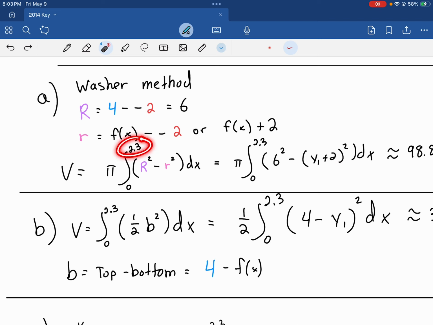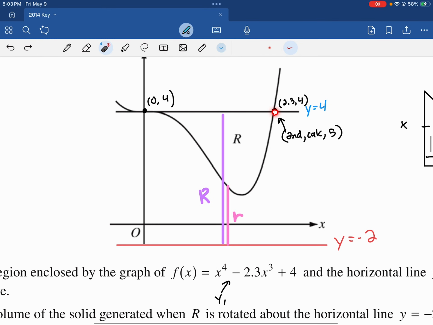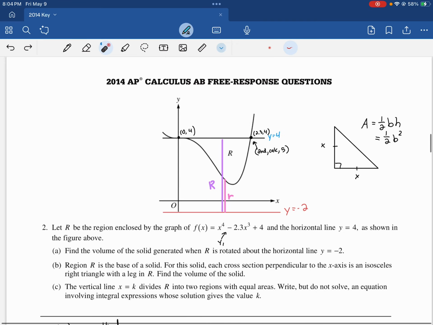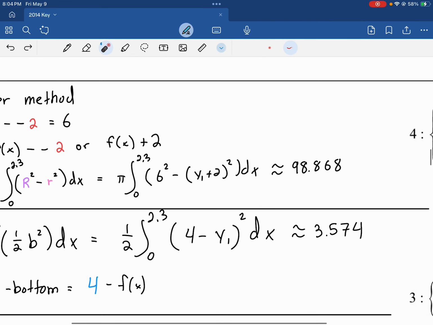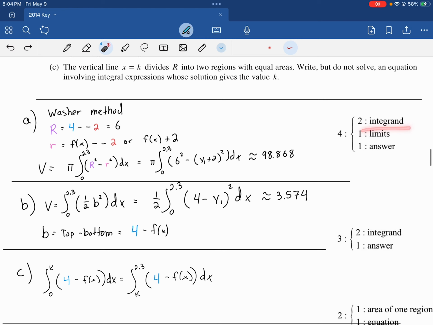Let's go back and talk about this upper limit of integration. The picture didn't tell me that this was at 2.3, but what you can do is graph y1 and graph the line y equals 4. Second Calc 5 will help you find the intersection of any two lines. It will tell you 2.3. So from 0 to 2.3 is the section I'm revolving about the line. And if you're careful typing this in, you should get about 98.868 for the volume. 2 points for the integrand, 1 point for your limits, and 1 point for your answer.